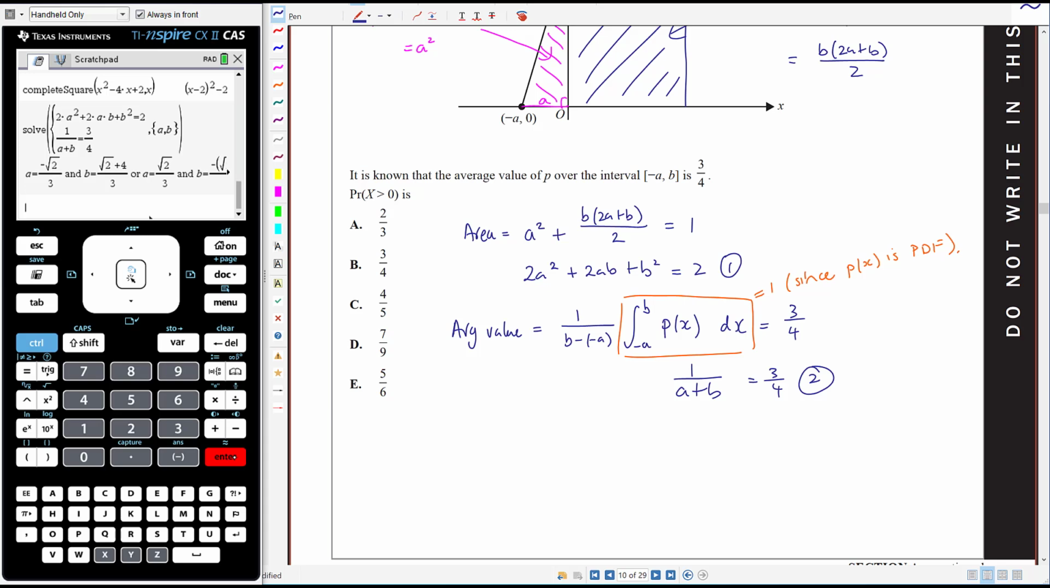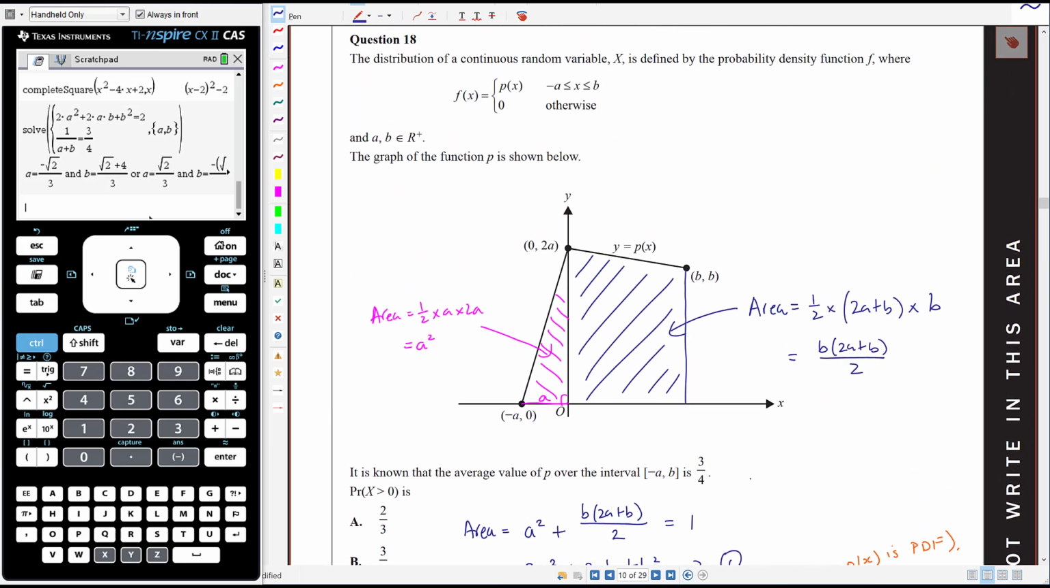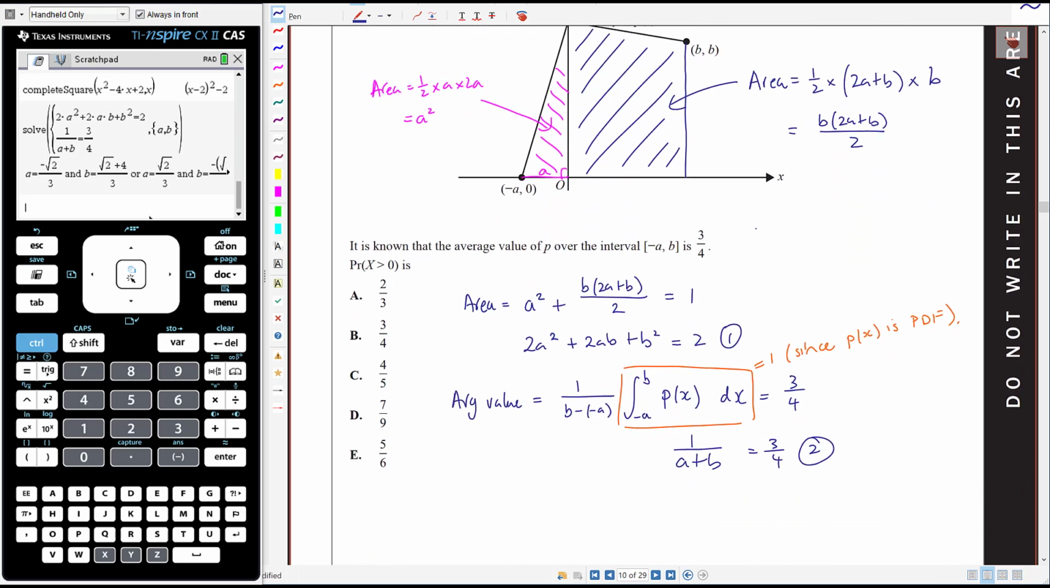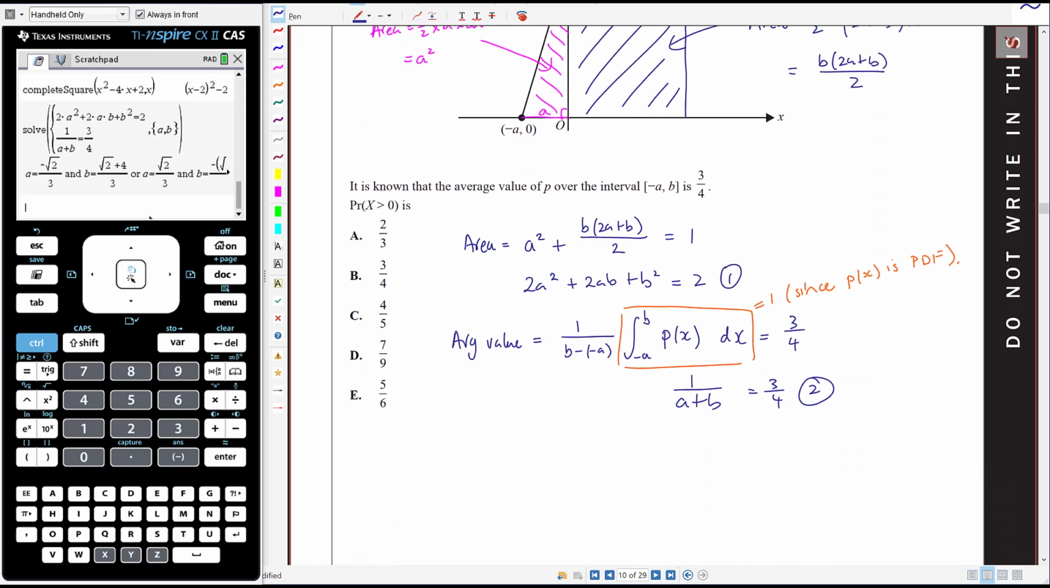Okay, so what does it tell us? a and b are both positive real numbers, so we can ignore the one where a is negative root 2 on 3 and b is whatever. Let's see how many other options we've got. So we've only got the two options. So we want this one where a and b are both positive. Now I know that's got a negative sign in front of the b, but that's negative root 2 plus 4. Root 2 is smaller than 4, and so that's still going to be a positive number, even though it's written with a negative sign in front of it.